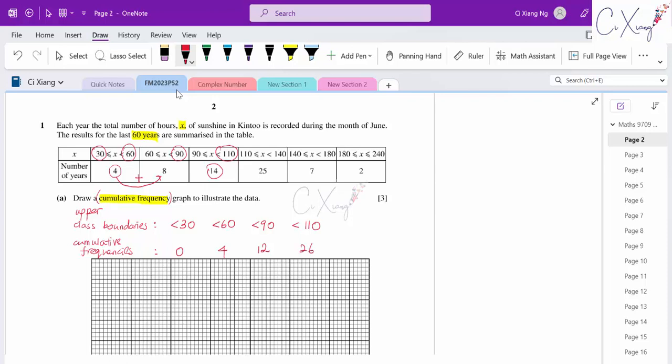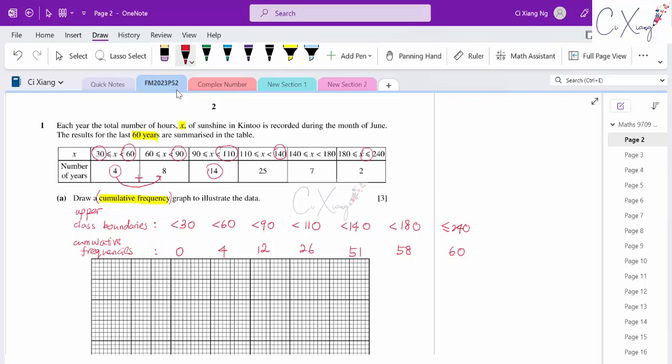We'll repeat the process until the last class. Then plus 25, I have 51. The next upper class boundary will be 180, then 58. The last one will be smaller than or equal to 240, then I put 60 here. Please take note that for the last upper class boundary, I'm using the equal sign because of the sign given in the table. But when you plot, we are looking at all the values.